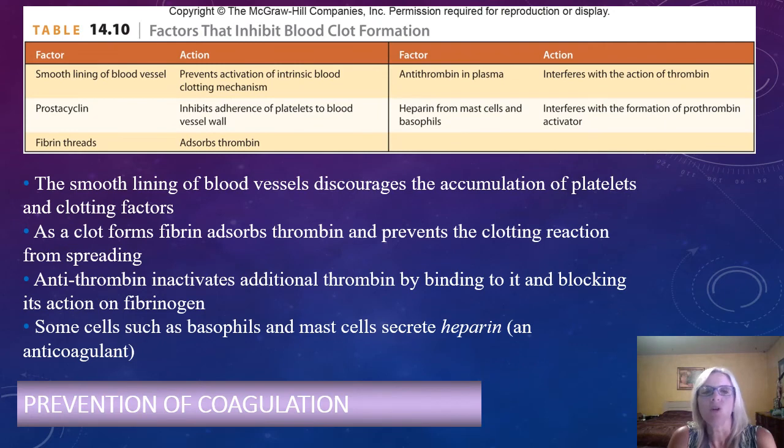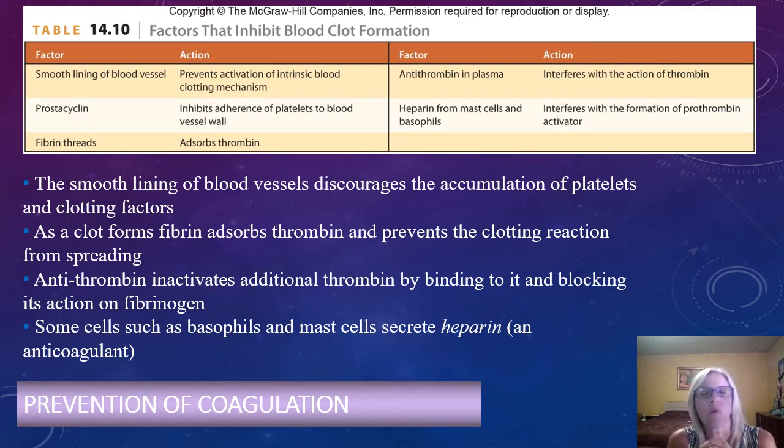All right, so we don't want our blood to clot all the time. So how do we inhibit clot formation? That is important, and we actually can use this medically when we need to prevent coagulation. So you've got a smooth lining in your blood vessels, which gives little place for those platelets to stick to, right? They stick to rough surfaces. So the fact that our blood vessels are smooth is one thing that helps to inhibit blood clots.